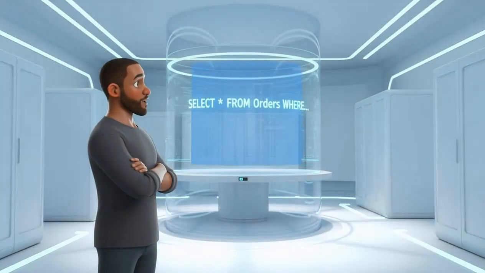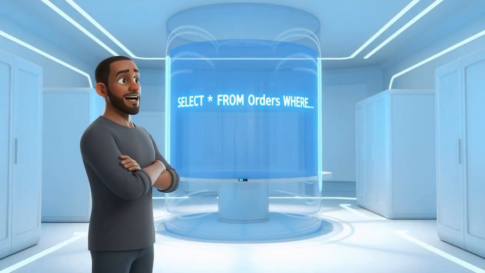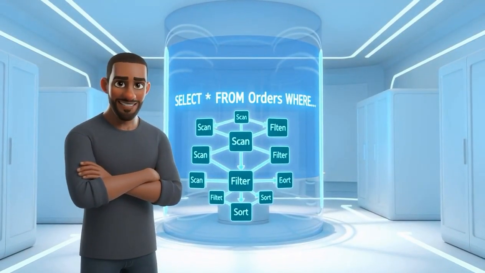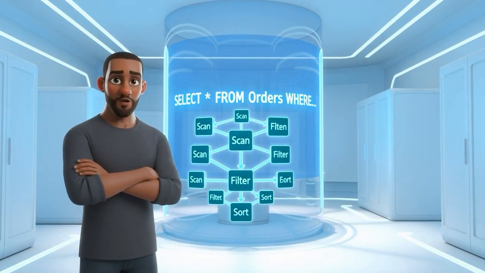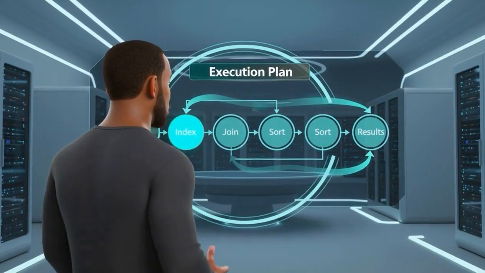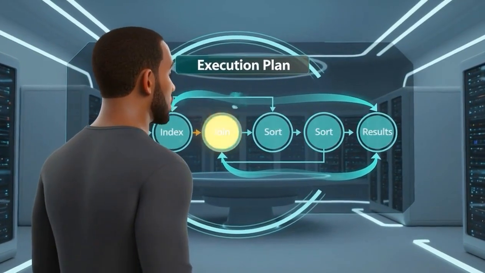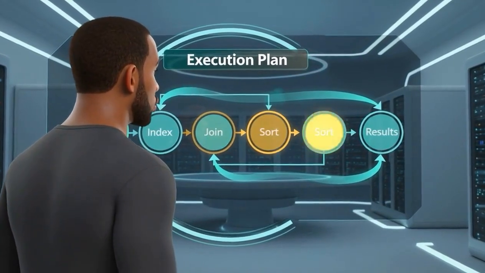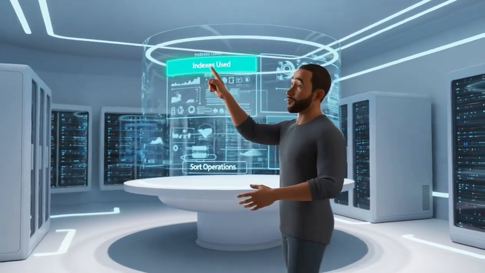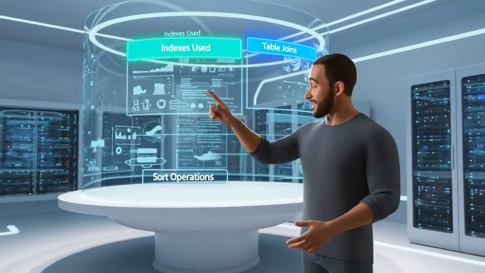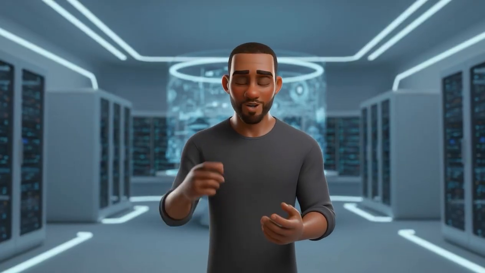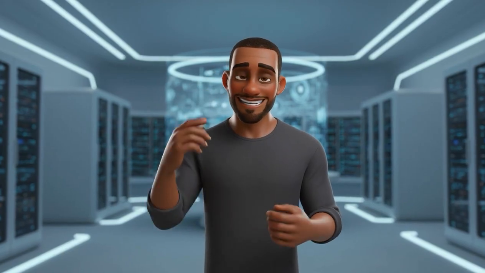When SQL Server runs a query, it doesn't just blindly execute it. It first creates a plan for how to retrieve the data as efficiently as possible. That plan is called an execution plan, and it's a visual roadmap showing every operation SQL Server performs to return your results. Which indexes it uses, how it joins tables, where it sorts data, and how many rows it estimates at each step. Learning to read execution plans is one of the highest value skills a DBA can develop.